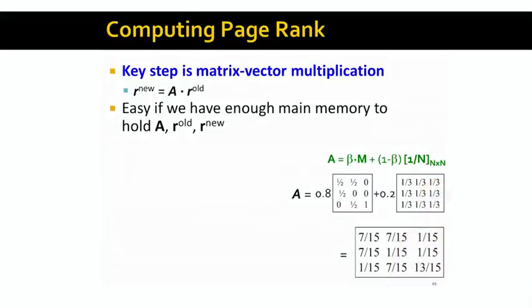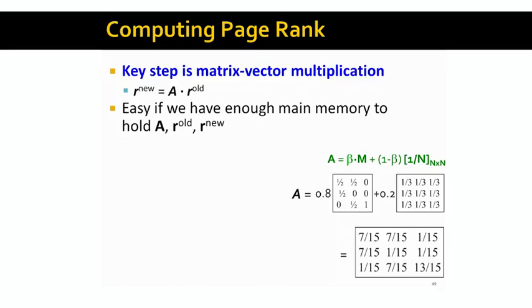So let's look at what we know so far. What we know so far is that the key step in computing PageRank is this vector matrix multiplication, where we are computing the new vector R by taking the matrix M and multiplying it with the old vector R. This is very easy to do if we have enough main memory in the machine to store both A, the old version of R, and the new version of R.